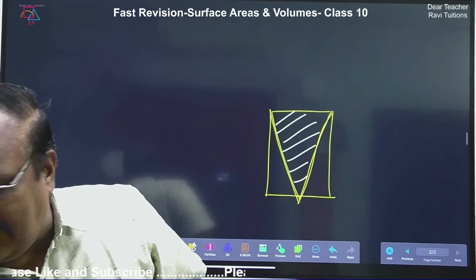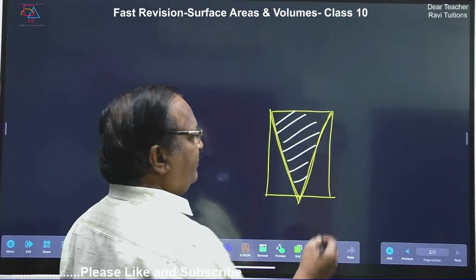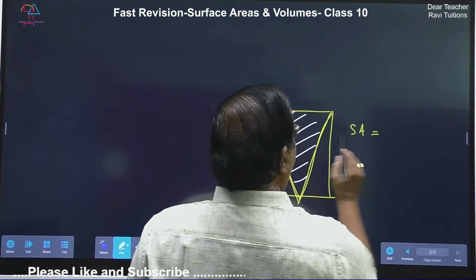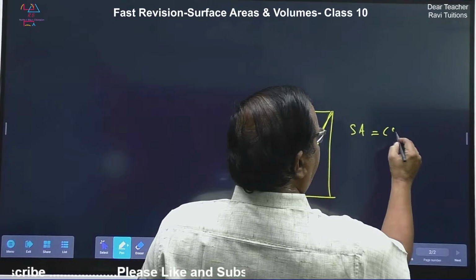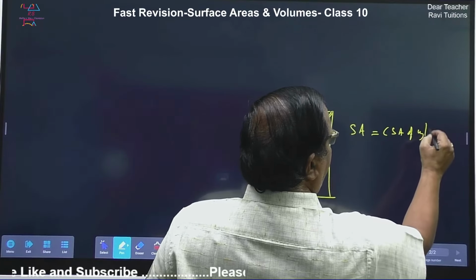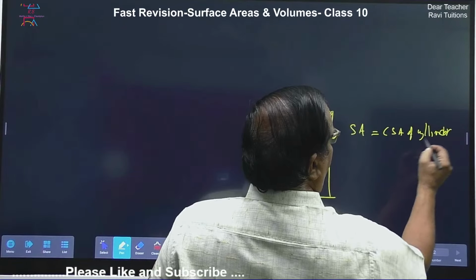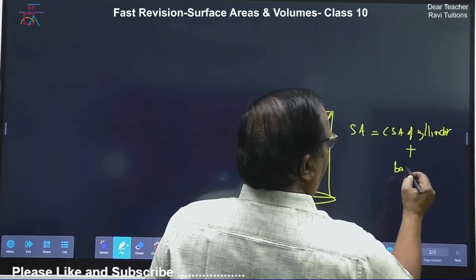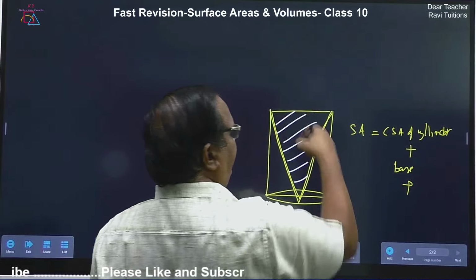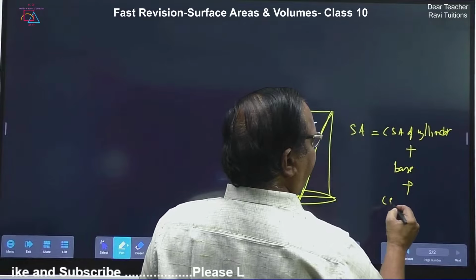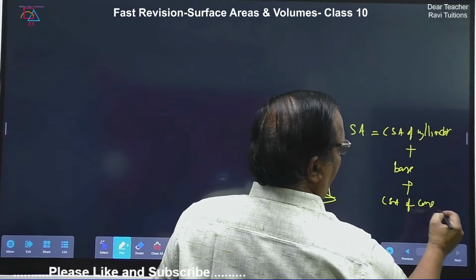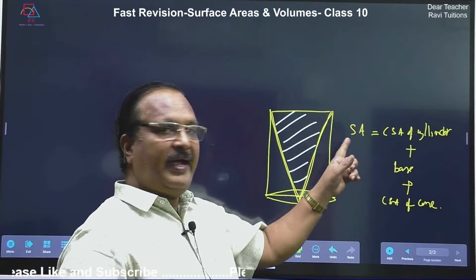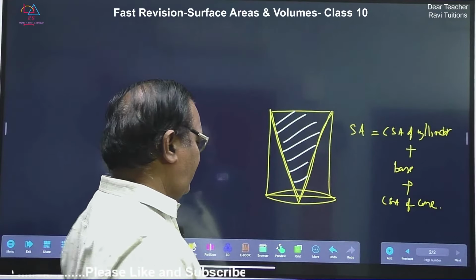Now let me come to this. So then what is surface area? Simply surface area. Surface area is outer CSA of cylinder plus base area plus inner, that is CSA of cone. 3 surfaces. All these 3 surface areas, if you add, you will get surface area of this solid.